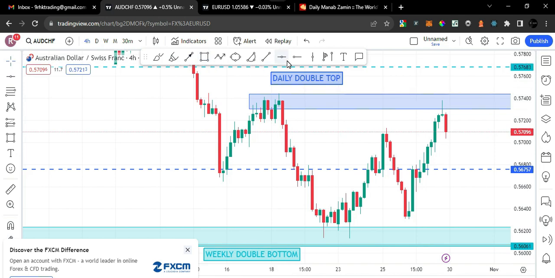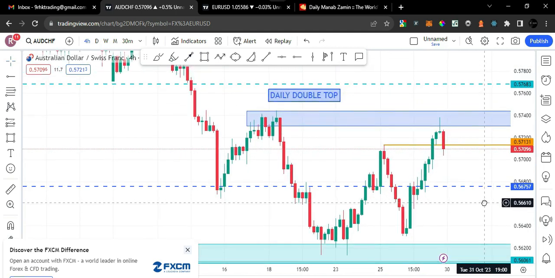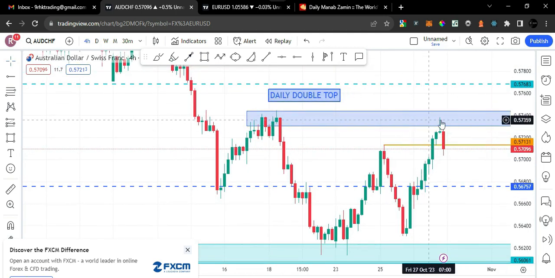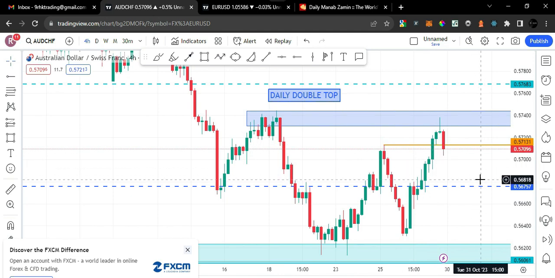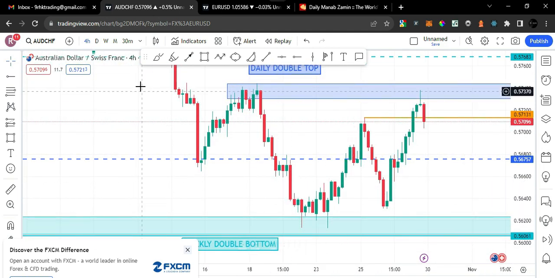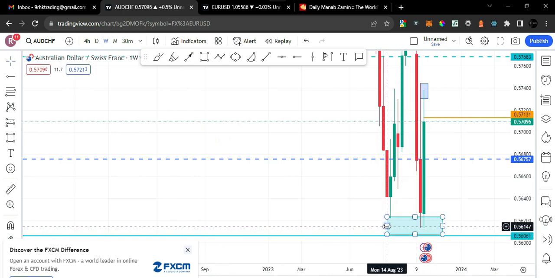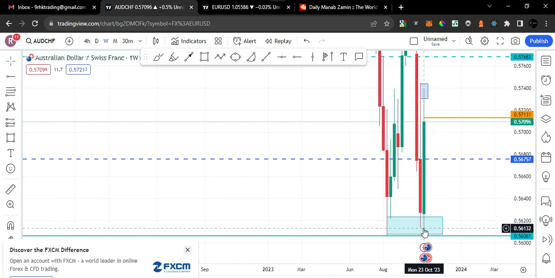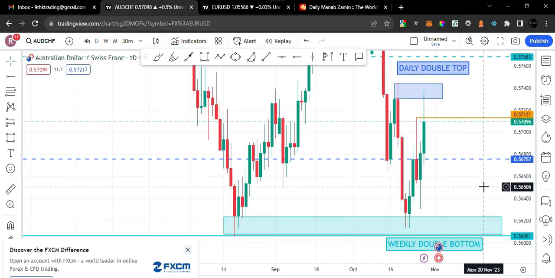If we mark it, the neck has been broken from here, but it failed to break this one. So there are two perceptions here that can work. As we have seen in the week, it failed to break the previous lower low, and it made a higher low here. So the chances of going down are now more restricted than before.